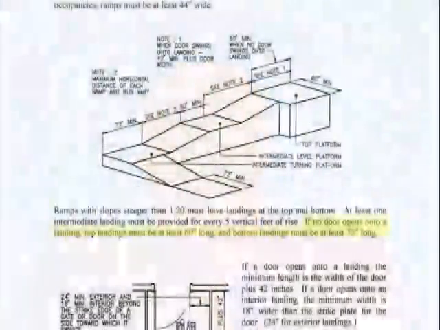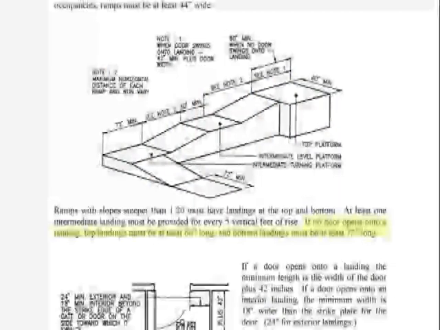And let's look at something else here. Down toward the bottom of the page, bottom of that paragraph, just underneath that illustration. If no door opens onto a landing, top landings must be at least 60 inches long and bottom landings must be at least 72 inches long. What's that mean in overall size?